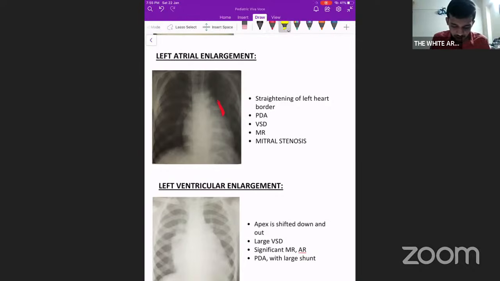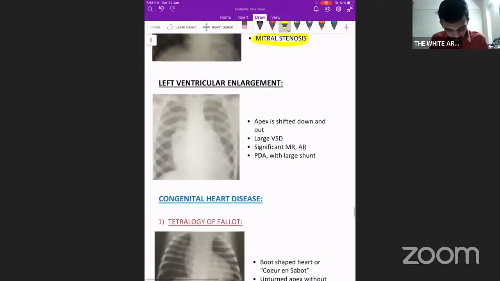A few of the conditions causing it are PDA, VSD, mitral regurgitation, or mitral stenosis, what you get in rheumatic heart disease. Okay. Next is your left ventricular enlargement.